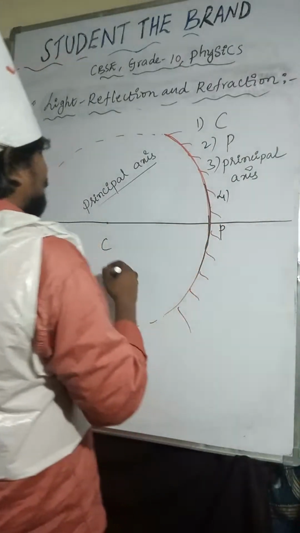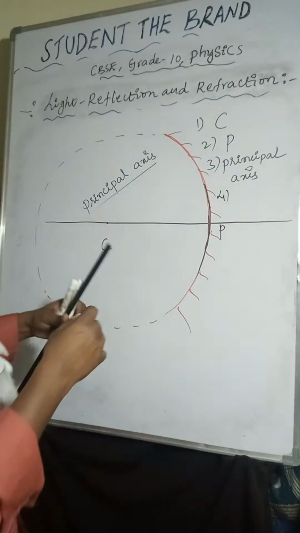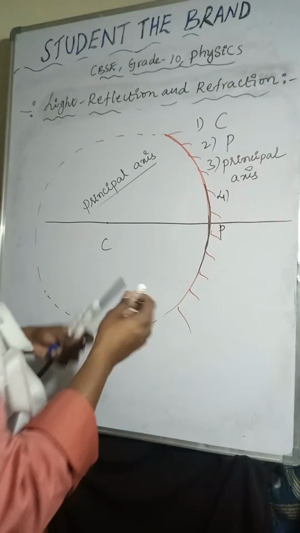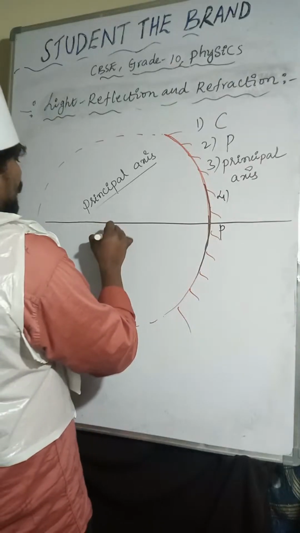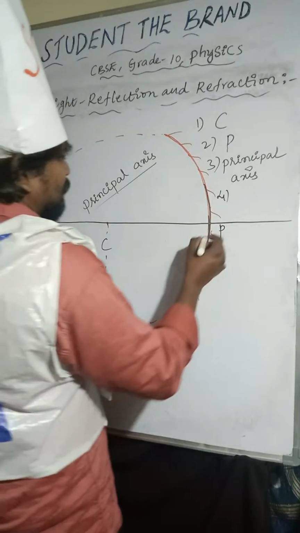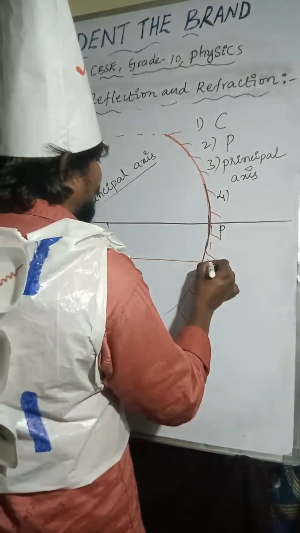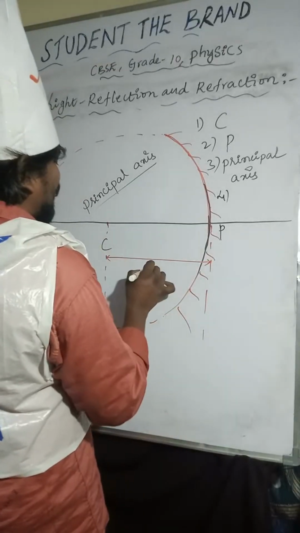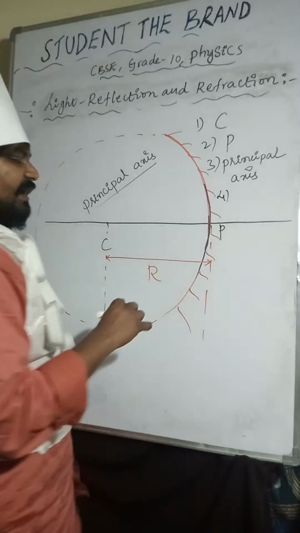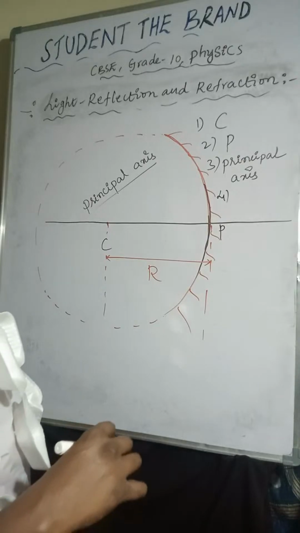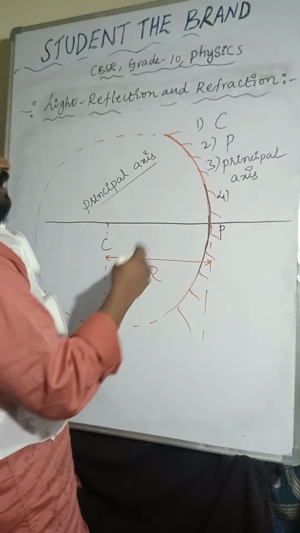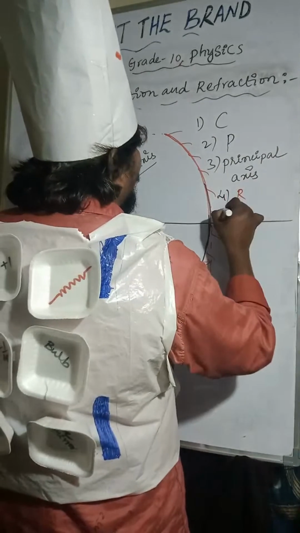Now we are going to discuss the distance between the center of curvature and the pole. What is that called? Radius of curvature. The distance between the center of curvature and the pole is called the radius of curvature.